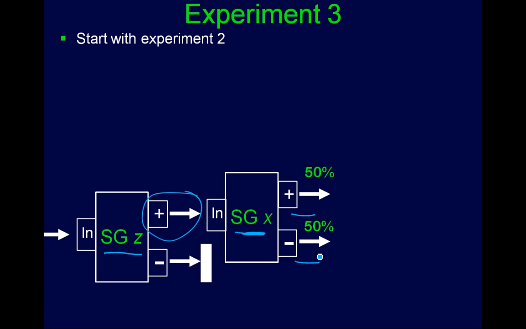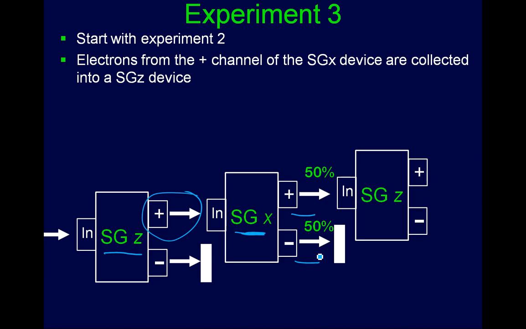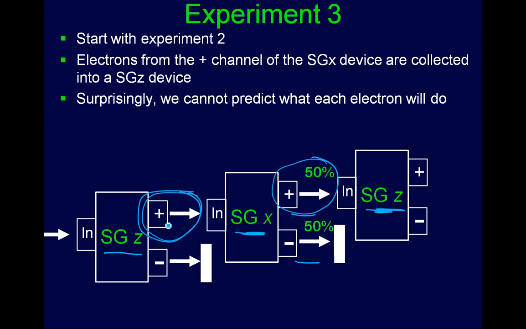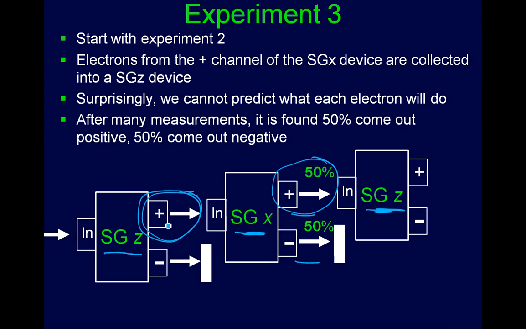And so what they do is they block the ones coming out from the negative and then send the ones that are coming out from the positive. So these ones are aligned with the positive x-axis, and they send them through an SGZ device, and I remind you that the electrons coming into here are from a source aligned with the SGZ direction. And when we do this, surprisingly, we cannot predict what each electron will do, and it's found that again, 50% come out positive, 50% come out negative.